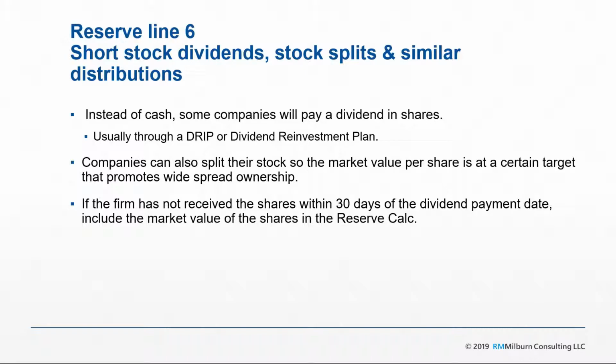So let's talk about reserve line 6, short secured stock dividends. So instead of cash, some companies will pay a dividend in shares, and that's usually through a DRIP or dividend reinvestment program. In addition, companies can split their stocks so that the market value per share is at a certain target that promotes widespread ownership. If the firm hasn't received the shares within 30 days of the dividend payment date, then you should include the market value of the shares in the reserve calc.